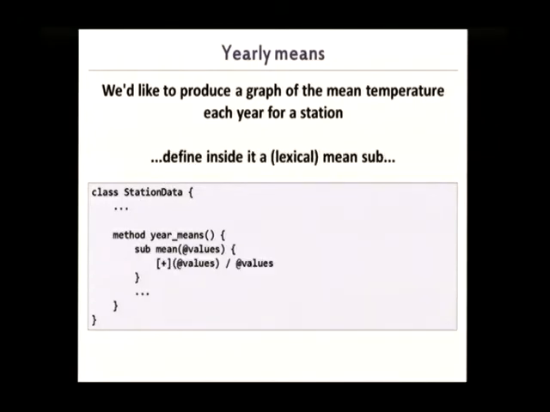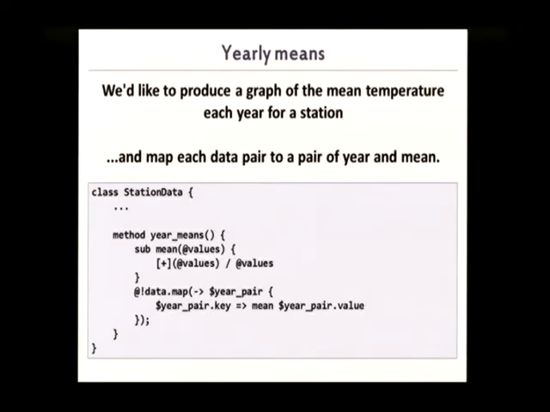In this method, remember the thing I showed you with plus, which adds a bunch of numbers together. We'll take that plus and add together all the values, and then we'll use an array in numeric context, just like in Perl 5, it's the number of elements. So that's the mean. Now we have data, and we'll map it, and if you remember, it's a set of pairs. It's pairs of year.